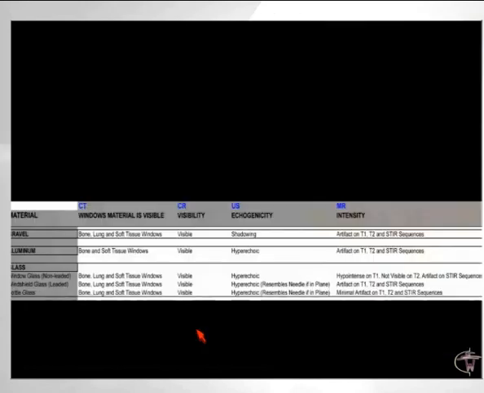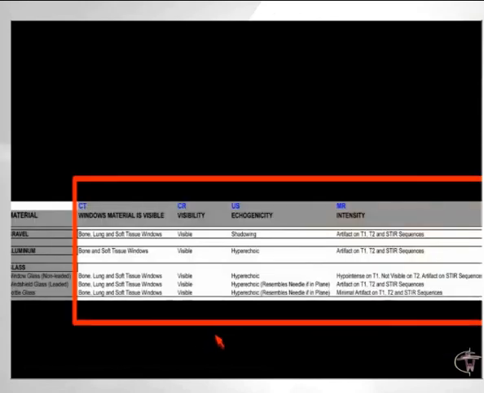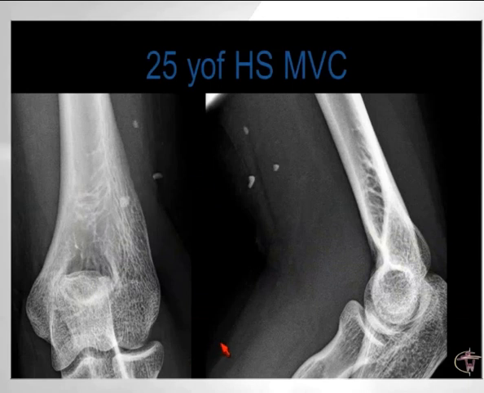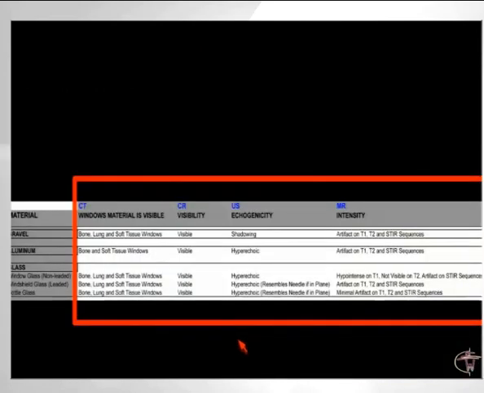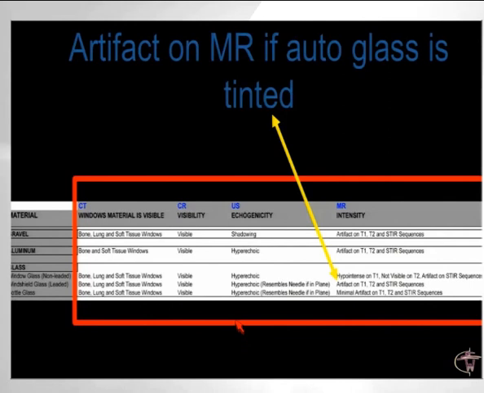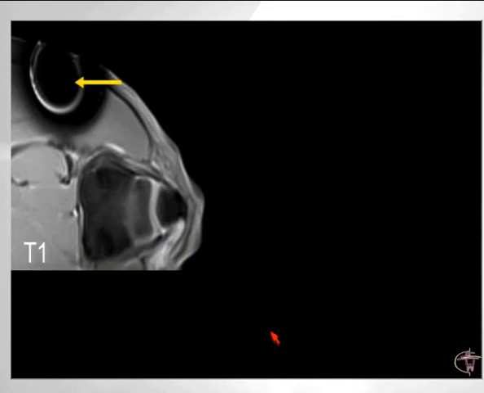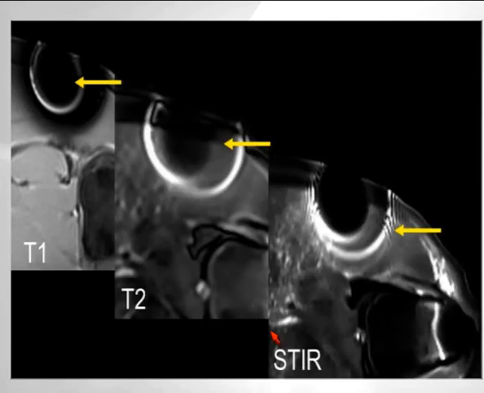A few words about glass foreign bodies. They are usually visible on all imaging modalities. This is the typical appearance of autoglass on radiographs, polygonal shaped, radiodense, and this is what they look like when they're removed, just like on the street when you have a car crash. Interestingly, we found that some types of windshield glass, if it is tinted, causes a large amount of MR artifact. A 5 millimeter foreign glass fragment of tinted autoglass will cause almost 5 centimeters of artifact on T1, on T2, and on STIR.